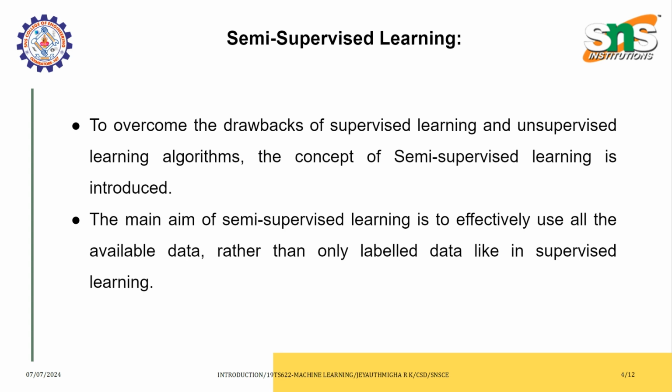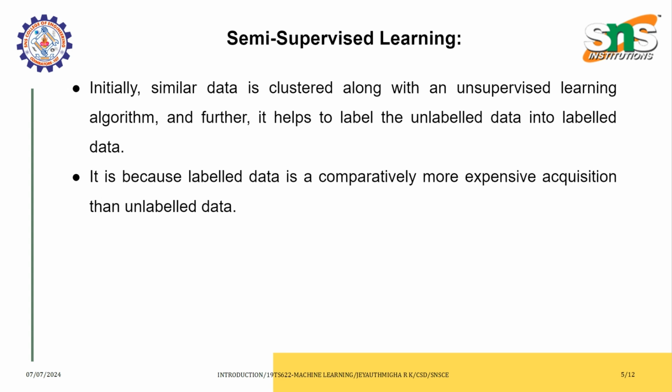To overcome the drawbacks of supervised and unsupervised learning algorithms, the concept of semi-supervised learning was introduced. The main aim of semi-supervised learning is to effectively use all the available data rather than only labeled data like in supervised learning. Initially, similar data is clustered with an unsupervised learning algorithm, and further, it helps to label the unlabeled data into labeled data. It is because labeled data is a comparatively more expensive acquisition than unlabeled data.